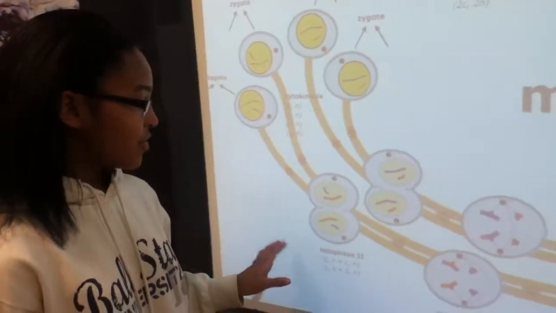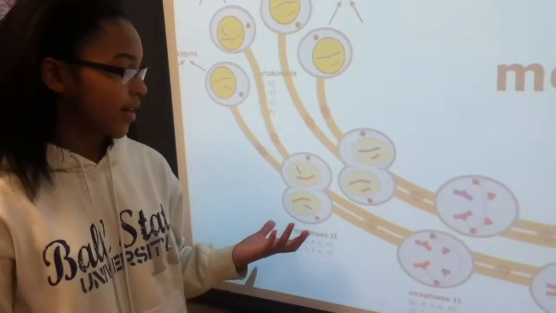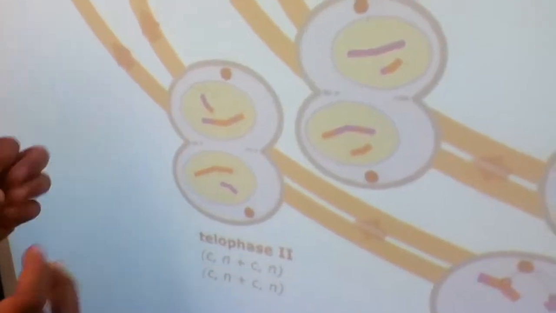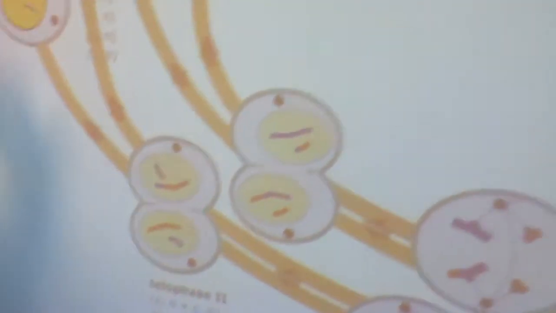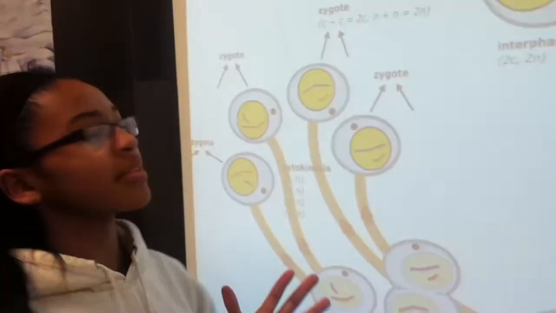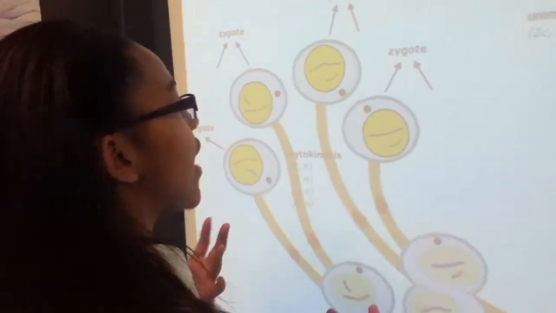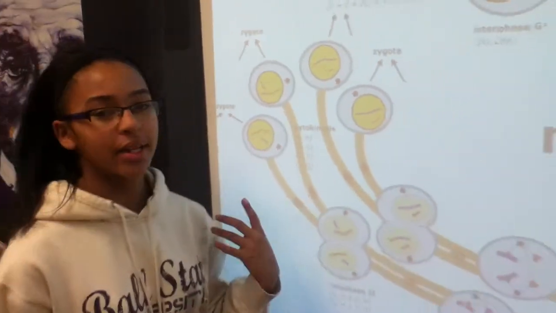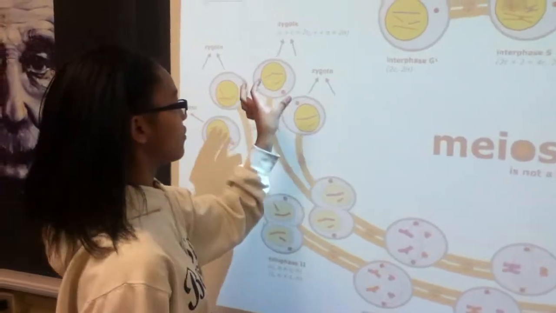In telophase 2, you have almost the end product where the cells are being split, and for our final product, in cytokinesis, the cell now has a haploid number of chromosomes in each of the 4 nuclei.